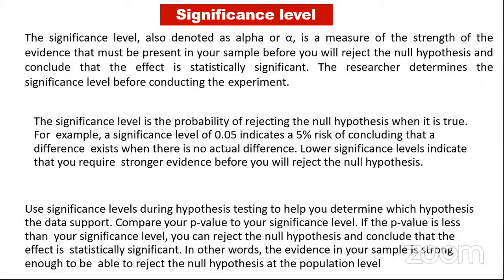For example, a significance level of 0.05 indicates what? A 5% risk of concluding that there exists what? A difference when there is no actual difference. We have a 5% risk of saying that this person is a thief when the person is not actually a thief.